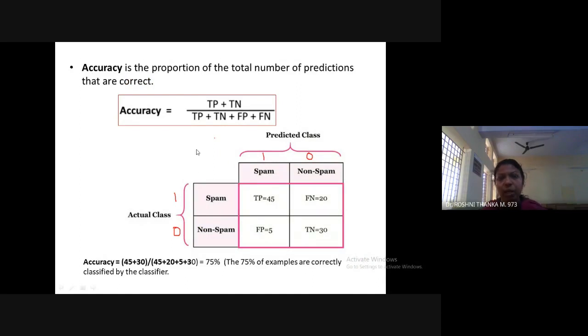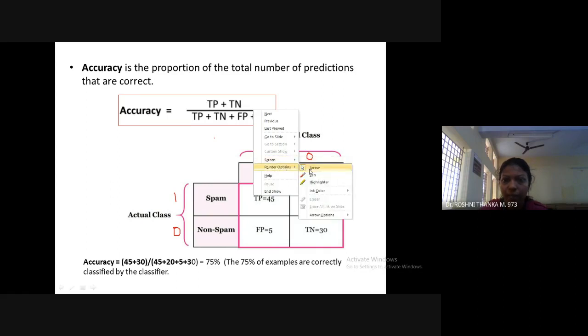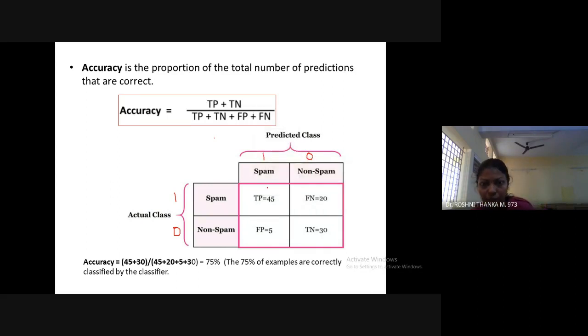Generally, this is the formula used for any performance evaluation. So how will we calculate the accuracy? This value, the diagonal value. Always when we calculate the accuracy, the actual values are the diagonal values. These are the wrong values, wrongly predicted ones. So whenever you calculate the accuracy, you have to take true positive plus true negative divided by the total value: true positive plus true negative plus false positive plus false negative.